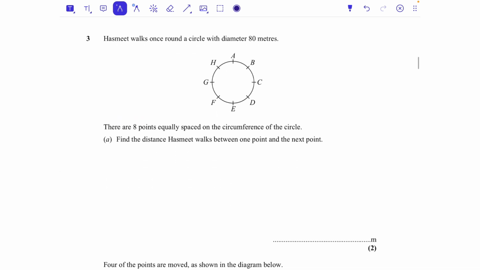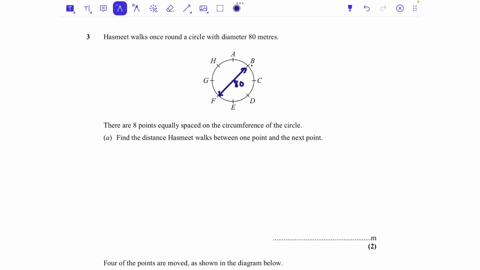Okay, question number 2. Hasmeet walks once around a circle with diameter 80 metres. So the diameter, the distance across this circle, is 80. There are 8 points equally spaced on the circumference of the circle. Find the distance Hasmeet walks between one point and the next point. So we know that the distance that she walks is that much. There are 8 sections, so we need to do the diameter multiplied by pi, because circumference is pi times diameter. So pi times 80.